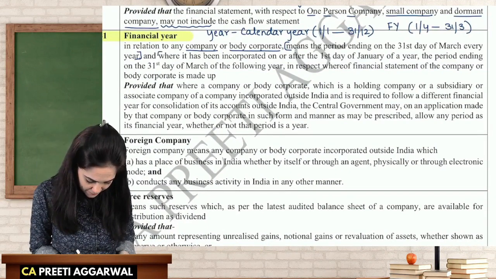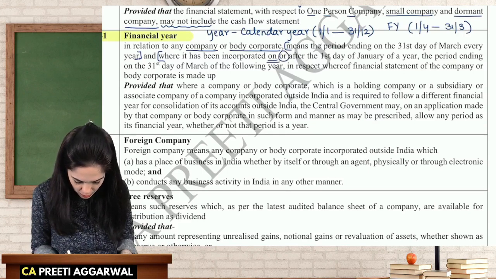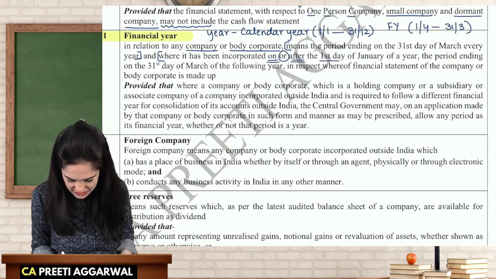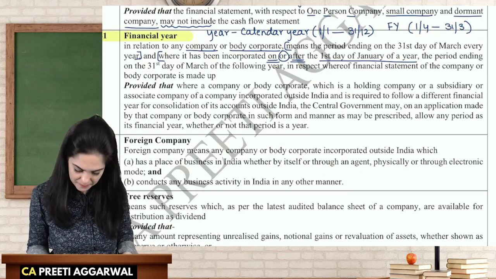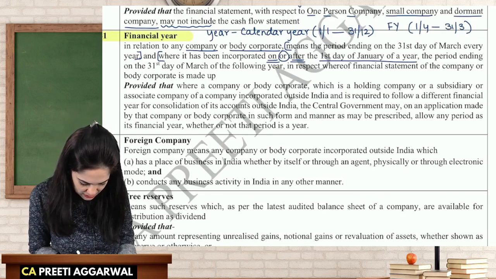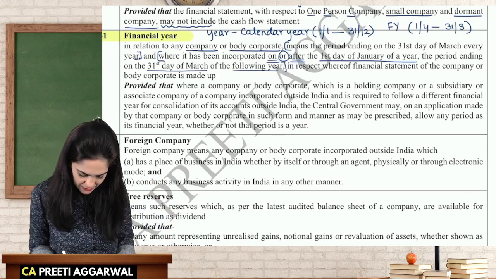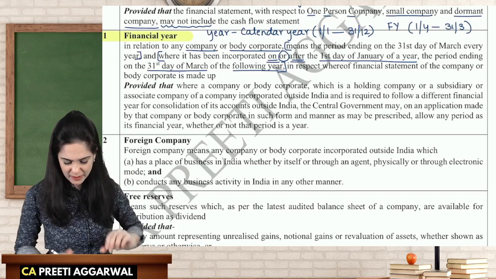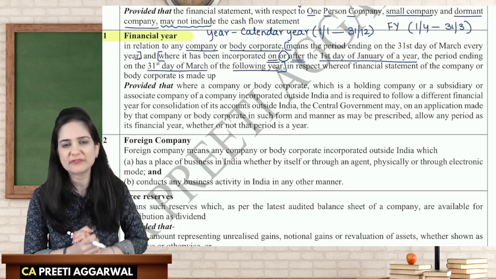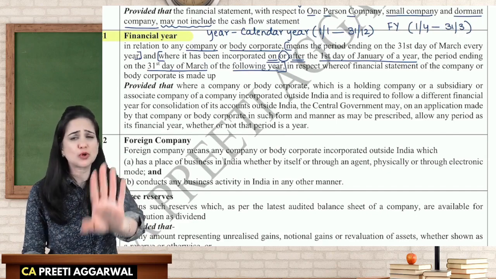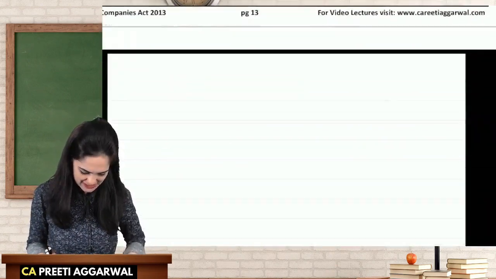And where the company is incorporated either on or after 1st of January of a calendar year they are talking about, the period ending on 31st March of the following year, in respect whereof financial statements of the body corporate are made, shall be considered to be the financial year. Ma'am, we are very confused. Don't be. I'm giving you notes for it which will help you to understand.